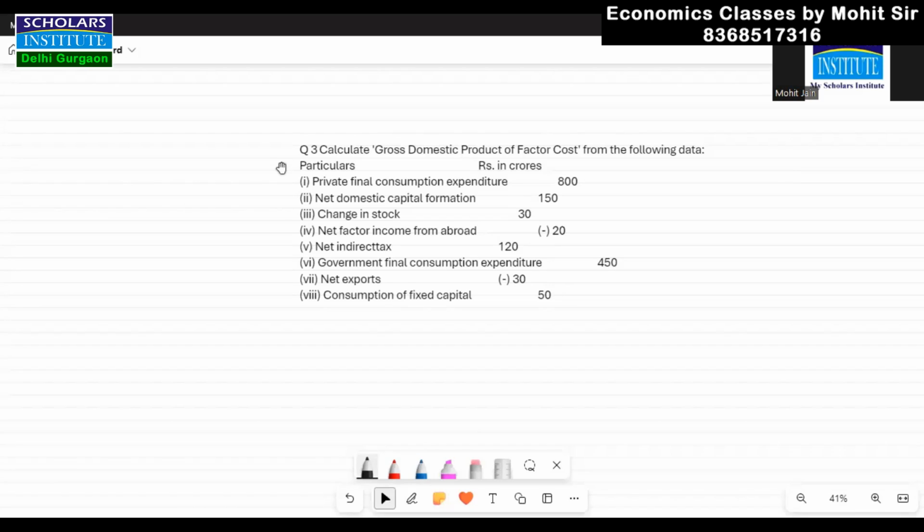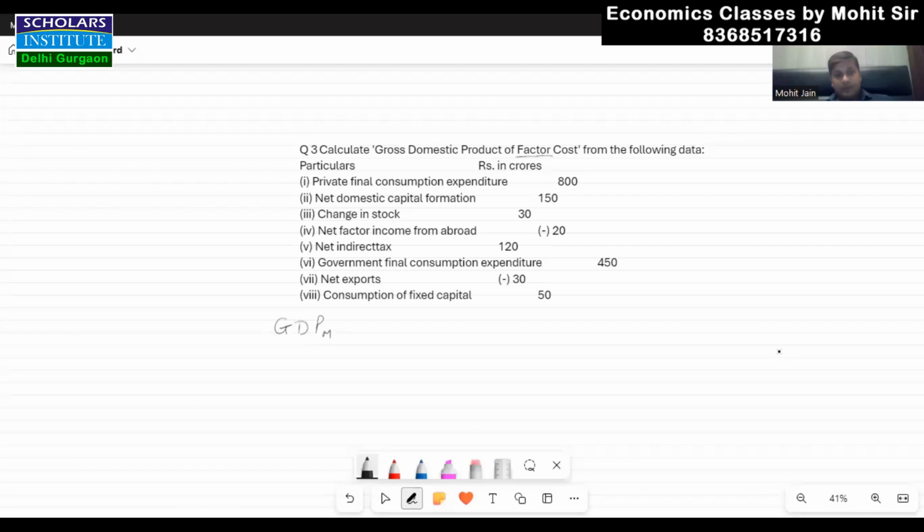This is the third question. Now, please try this third question now. So in this question, we have to find out GDP FC. But first, we will be finding GDP MP.